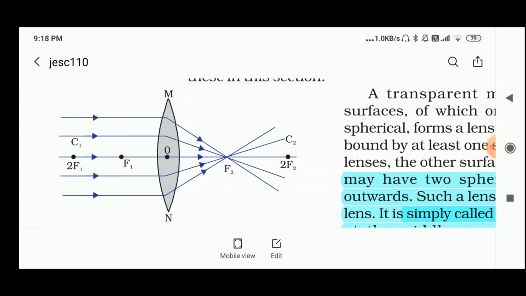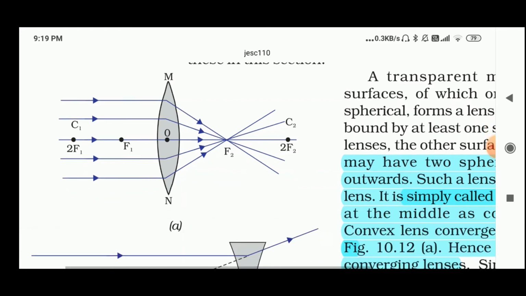The rest of the terms are just as we learnt for spherical mirrors. F1 is the first principal focus. F2 is the principal focus which lies on this side. C1 and C2 are the two centers of curvature of the lens. OF1 is the focal length of the lens, and OF2 is also the focal length of the lens. The distance OC1 is the radius of curvature, which is double the focal length. So C1 is also denoted as 2F1 and C2 is represented as 2F2.